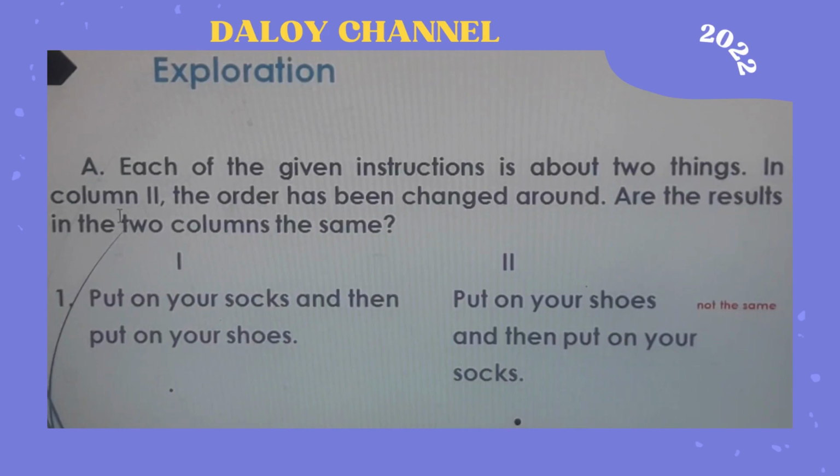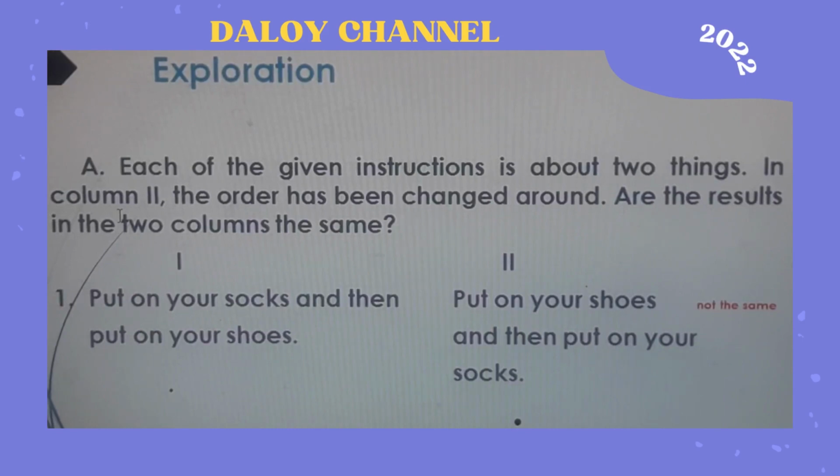So here's the instruction. Each of the given instructions is about two things. In column 2, the order has been changed around. Are the results in the two columns the same? So this is one thing that you are going to do, to find whether the two statements are the same or not.